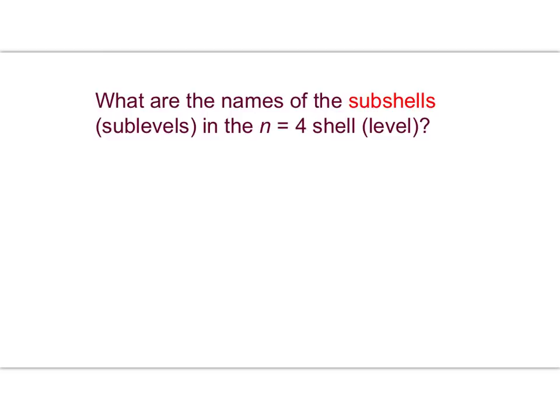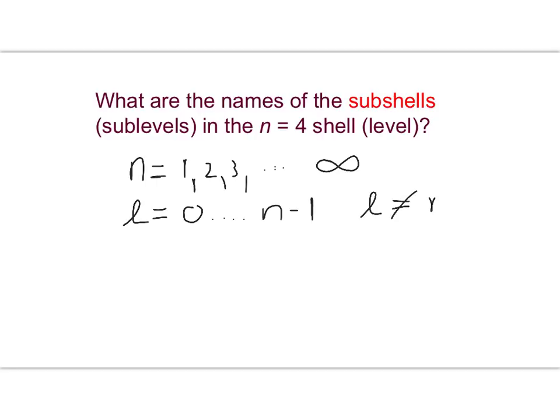Quantum numbers. Another part of Chapter 6. It's not calculations, it's rules. So, before going into how you would do a problem like this, you have to know the rules. N is the principal quantum number, and it can be values 1, 2, 3, all the way up to infinity. Practically speaking, infinity means that the electron has been ejected from the atom. L is the angular momentum quantum number, and that has values of 0, all the way up to n minus 1. So, in other words, L cannot equal n.